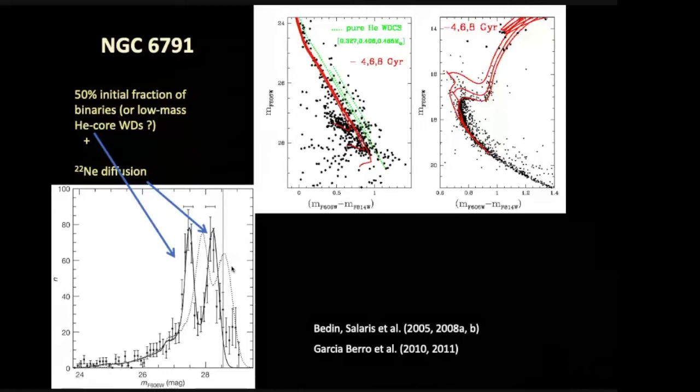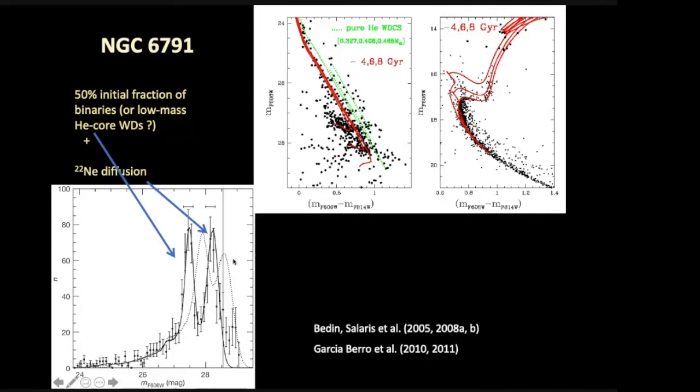It turns out that if you include neon diffusion, you have longer cooling times because you have extra energy. And if you include neon diffusion in the white dwarf model, as has been done in Garcia-Berro et al., in these two papers, then what happens is that this fainter peak you can match with an 8 giga year old isochrone, in agreement with the turnoff age. There is still the brighter peak, whose origin is a bit mysterious. We think, as we proposed, these are unresolved white dwarf binaries. Because, interestingly enough, the difference in luminosity between these two peaks is 0.75 magnitudes.